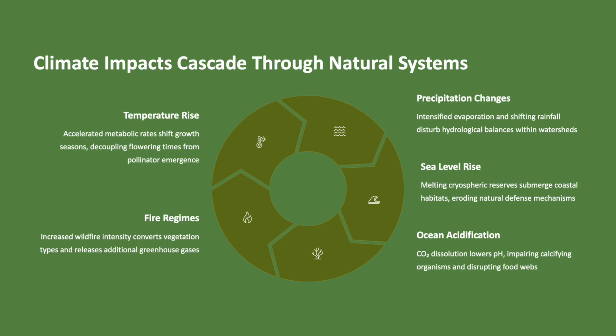Climate change generates a chain reaction of environmental effects that spread throughout natural systems in interconnected and sometimes unpredictable ways. These impacts rarely occur in isolation. Instead, they interact through feedback loops that amplify their severity. Understanding these cascading relationships helps illustrate why climate change represents not just a single environmental issue, but a systemic transformation affecting ecological, social, and economic structures simultaneously.